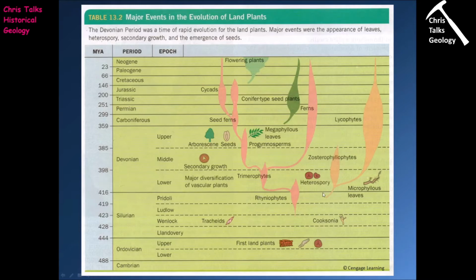So we have the lycophytes coming off here in orange. And then, of course, we end up forming the ferns. We end up forming the seeded ferns, the conifer-type seeded plants, the cycads, and eventually up here we end up with the flowering plants. And we're going to run through this entire process for both the Paleozoic and the Mesozoic, so don't worry, we're going to cover this diagram in greater detail.